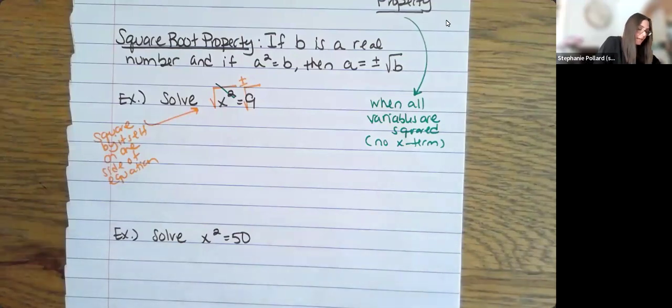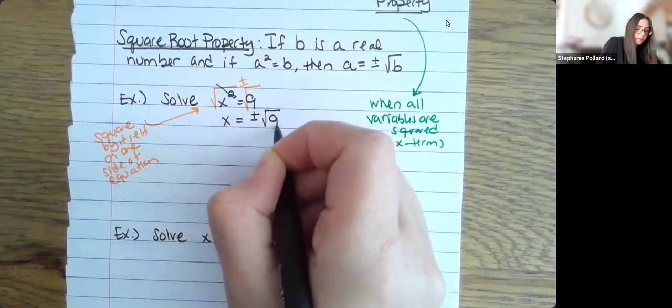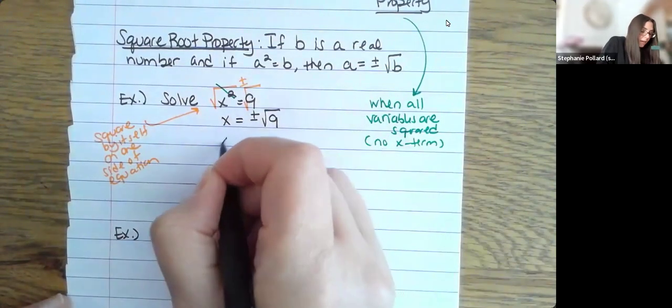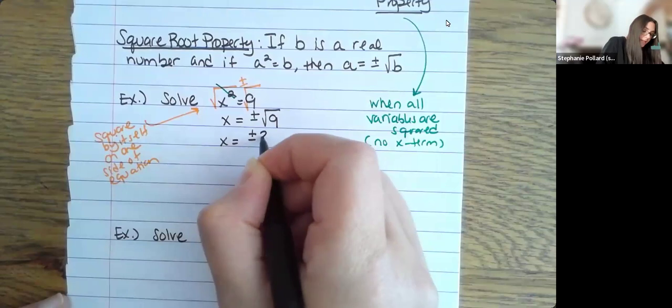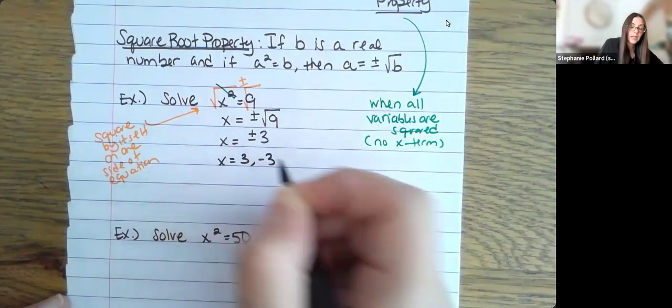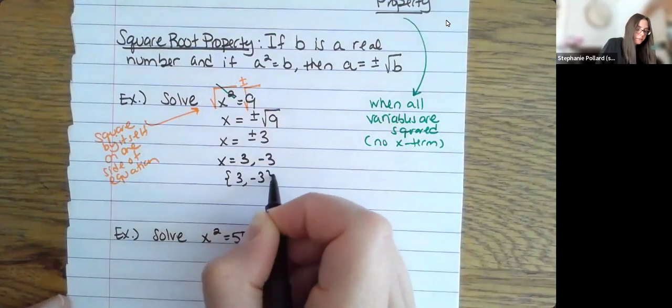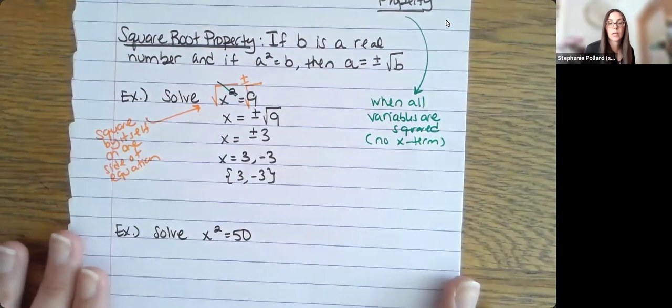You're left with x here. And then on the other side, you have plus or minus the square root of 9. Now, the square root of 9 is just 3 here. So you have two solutions, positive and negative 3. So you have positive 3 and negative 3 as your answers, or in set notation, you can write this as 3 comma negative 3 with those squiggly brackets.